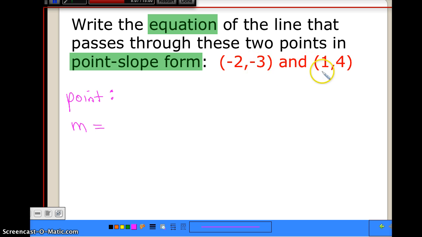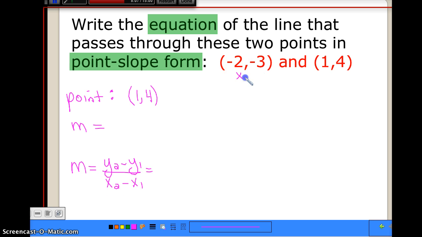I don't care. I'm sure you're going to tell me to pick the 1, 4, avoid the negatives, which I can't blame you. And if you use the -2, -3 for your point, that's still the same. That would be a correct answer as well.